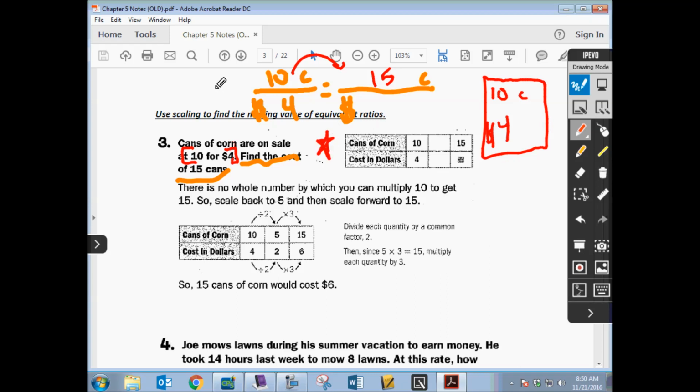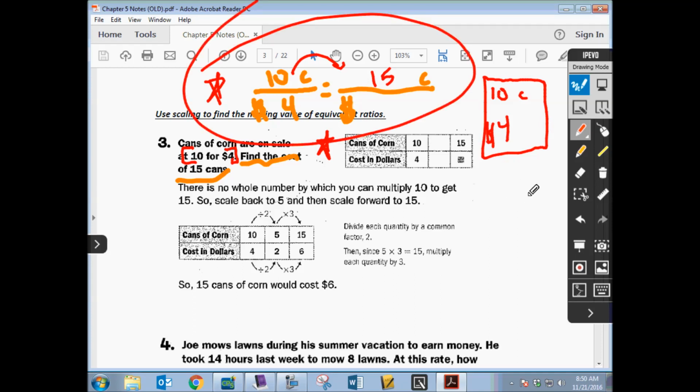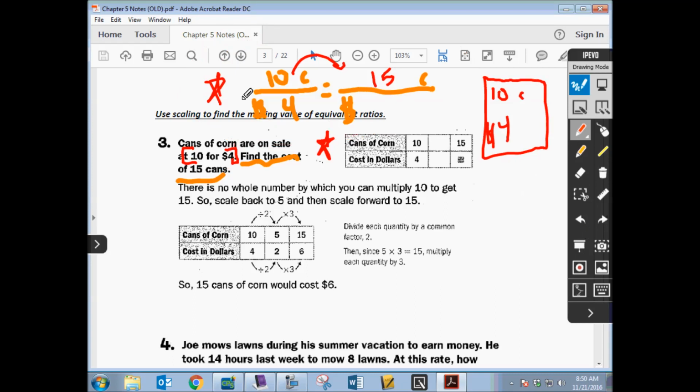Now later on in the chapter, we're going to learn a different way to do this that you guys are going to think is so easy. You're not going to usually scale, but you could even scale within the proportion, but I'm not going to talk about that right now. Right now, here's our table, we need to scale right here. So that means we either need to do a common factor of 10 and 15, or a common multiple of 10 and 15. Do you guys all see that? Brian? Yeah, we could do a common multiple.